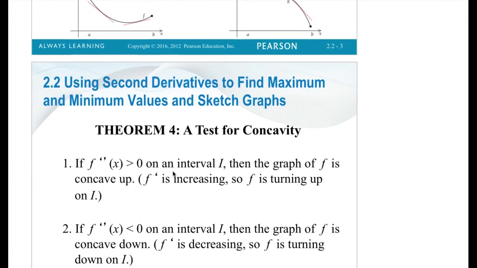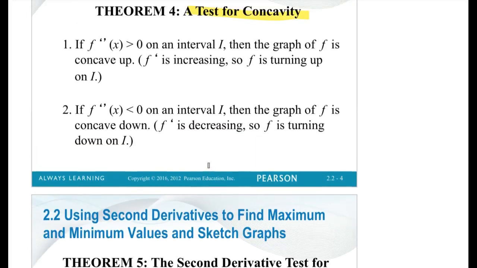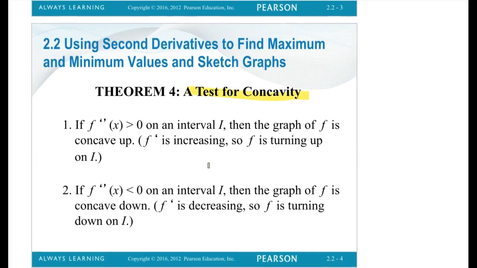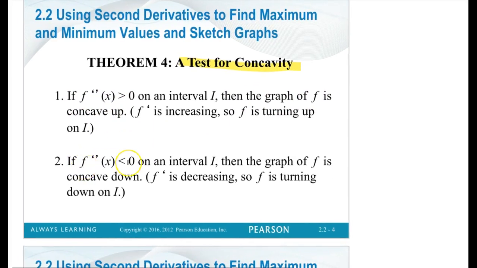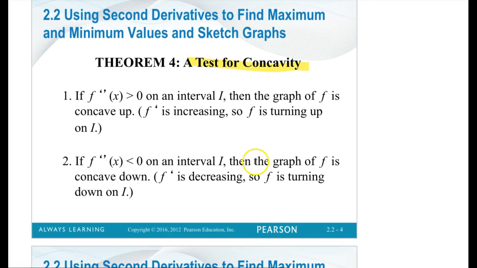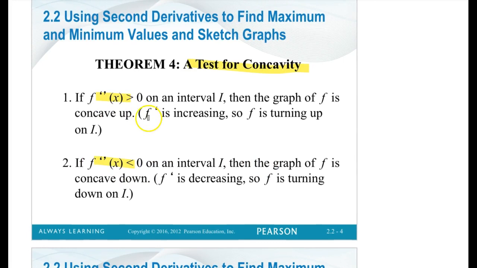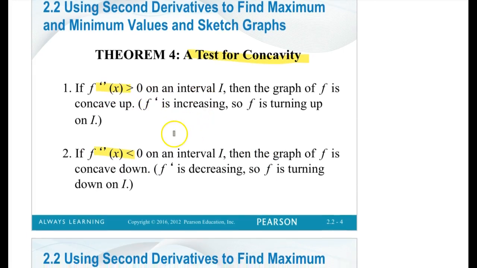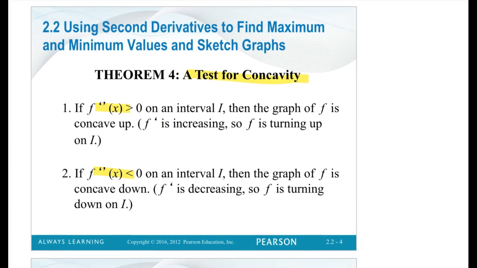We'll also be looking for some other things. The second derivative test, or the test for concavity, is right here as we look at that. It's similar to what we did for 2.1, our first derivative test. If the second derivative is greater than 0, then the graph of f is concave up. If the second derivative is less than 0 on an interval, then the graph is concave down. So we have that connection between those values. Concave up and concave down is connected to the second derivative.